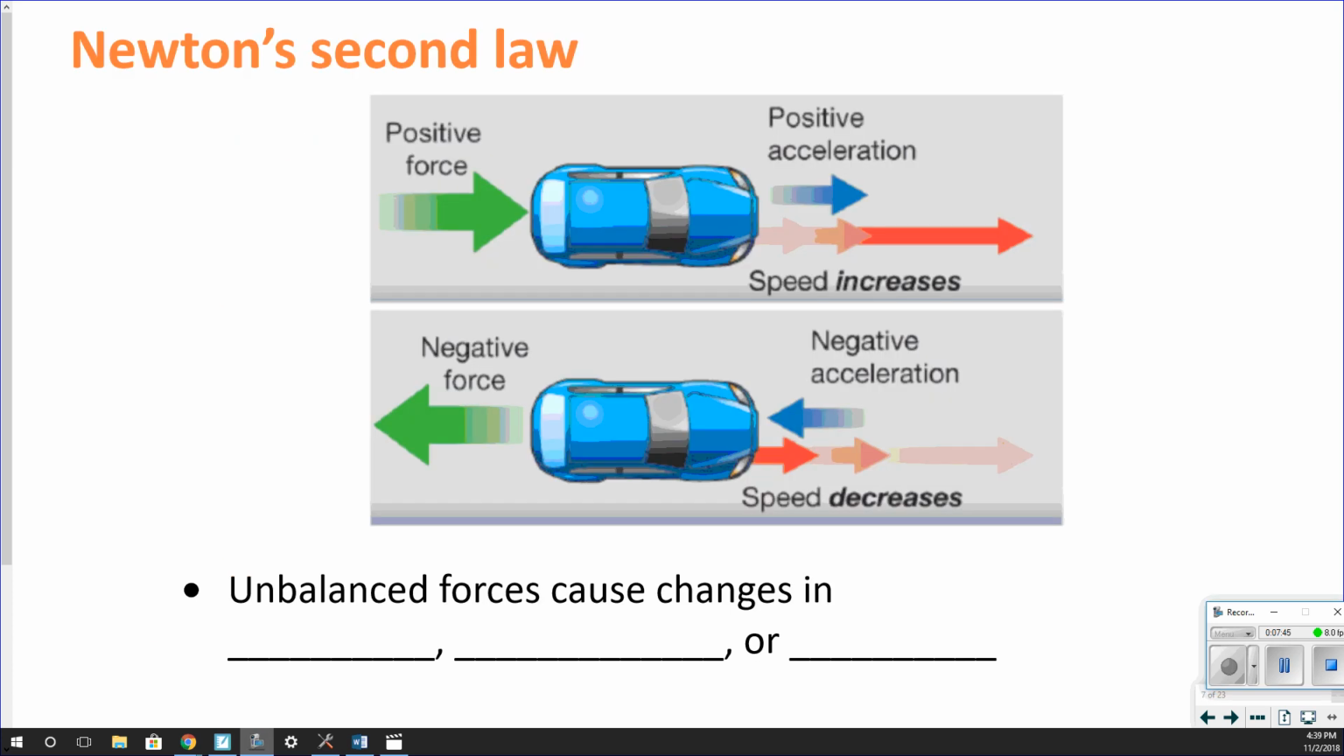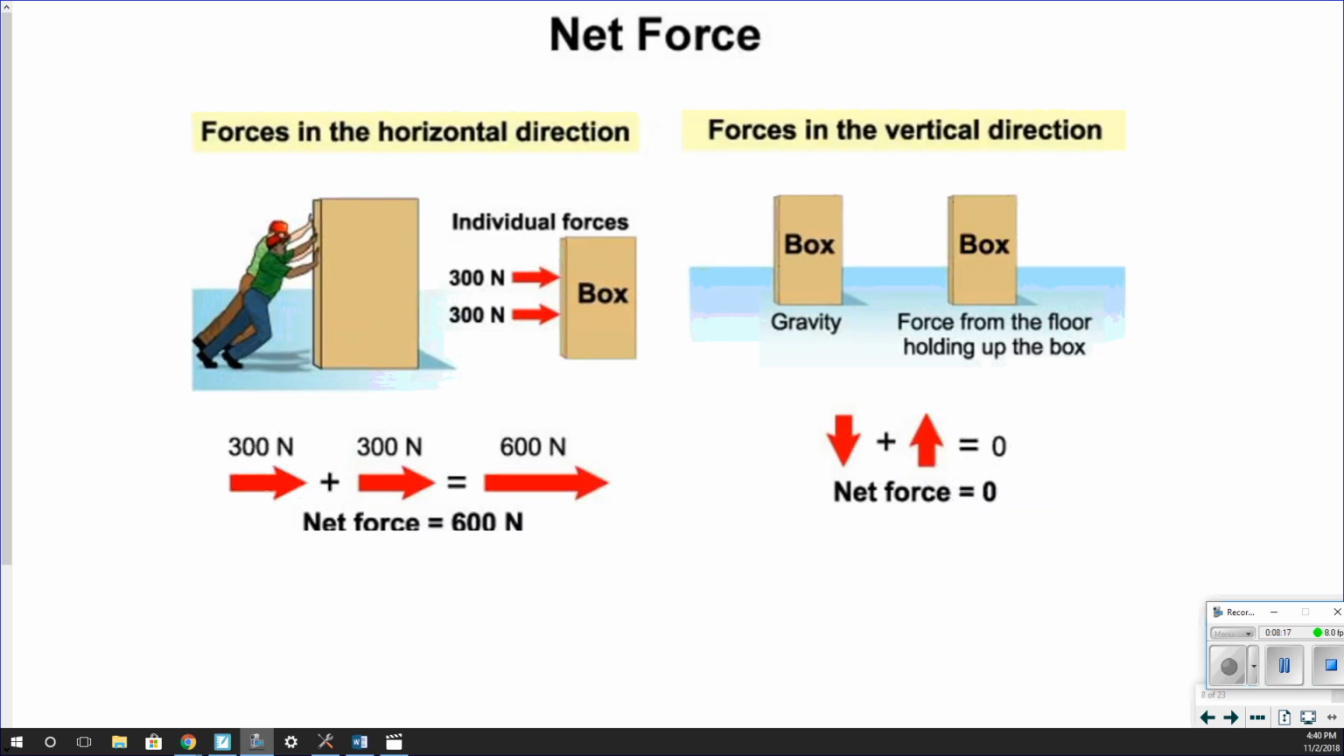Here we have unbalanced forces causes changes in speed, direction, or both. So if we are having a change in speed, direction, or both, I want you to think what 3 criteria we talked about last unit we used to represent a vocabulary word. Okay, before I tell you guys the answer to that, I want to talk about net forces real quick.